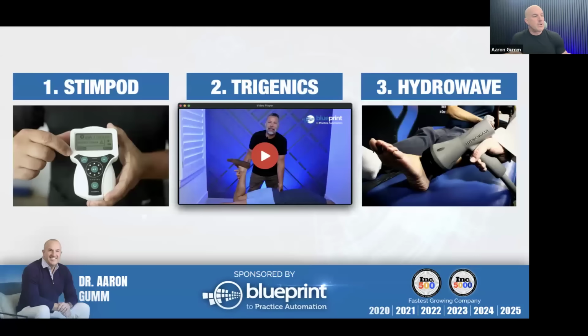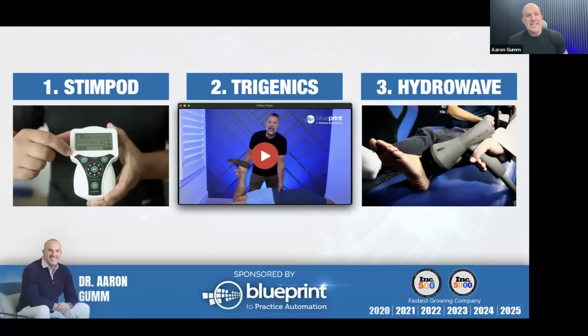So we have three ways. So the StemPod, and this is something that as a BPA customer, you should be doing in the other processes that we're teaching you. As a guest, obviously you're not going to understand our process and what we teach, but this is just a strategy you can use going back to your practice tomorrow.